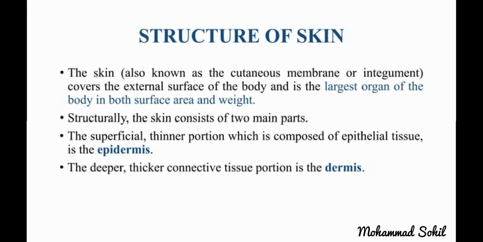The skin, also known as the cutaneous membrane or integument, covers the external surface of the body and it is the largest organ of the body in both surface area and weight. Structurally, skin consists of two main parts: the superficial, thinner portion, which is composed of epithelial tissue and is called the epidermis, and the deeper, thicker connective tissue portion, which is called the dermis.